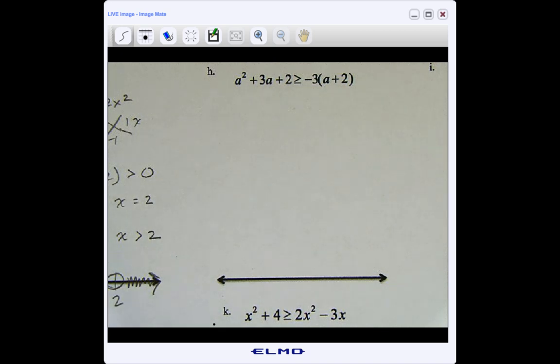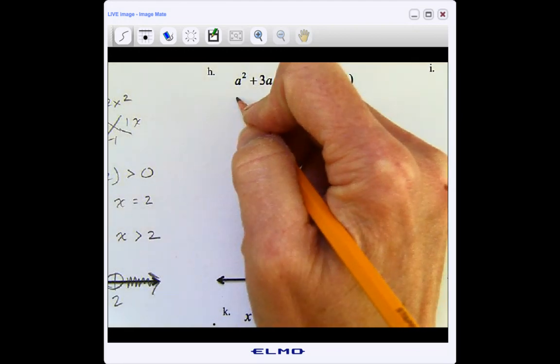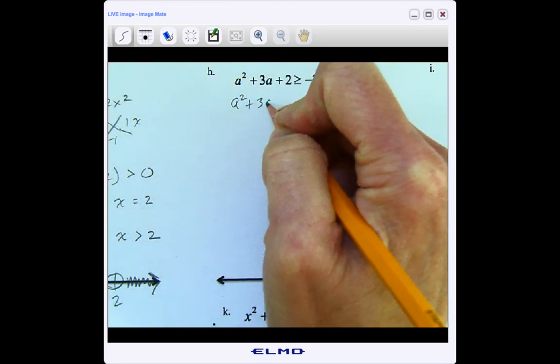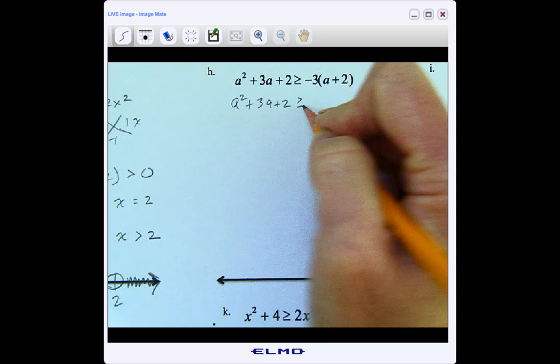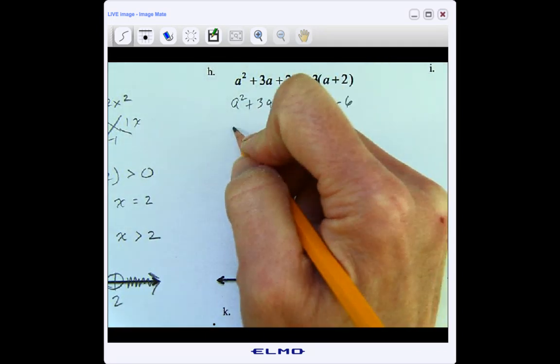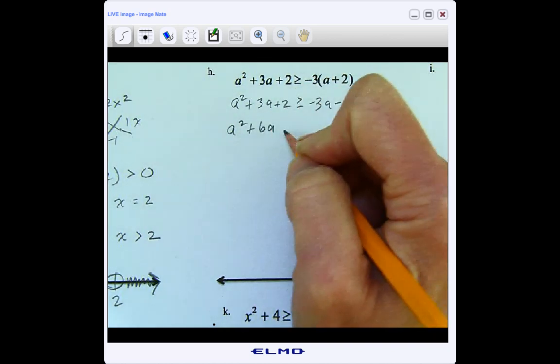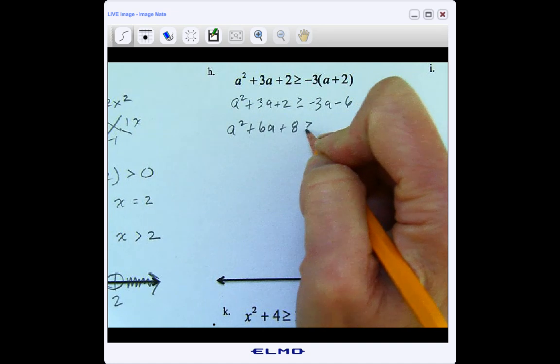Okay, so I have another quadratic here. So I'm going to get it equal to 0. So I've got a squared plus 3a plus 2 is greater than or equal to negative 3a minus 6. I'm going to bring this over here. So a squared plus 6a plus 8 is greater than or equal to 0.